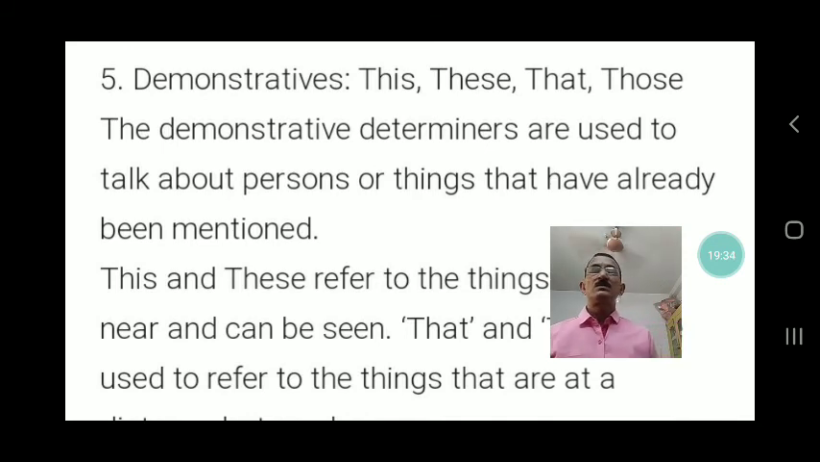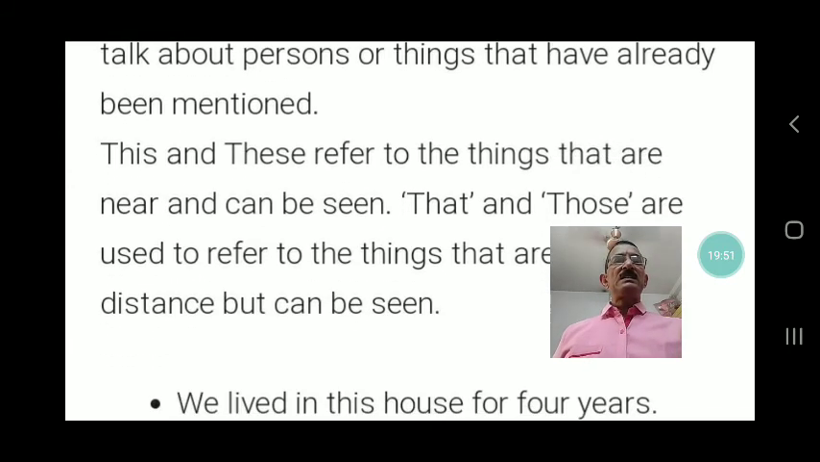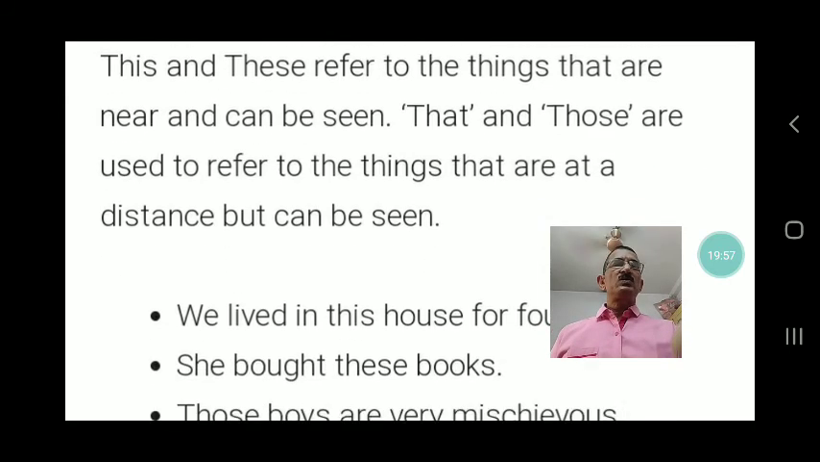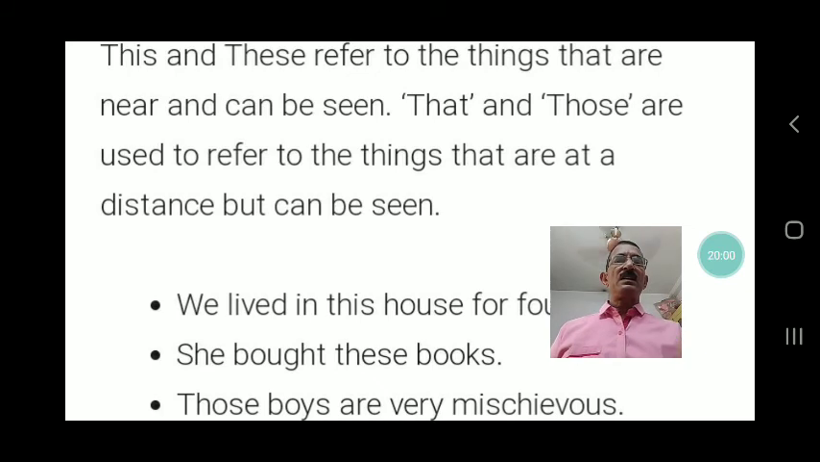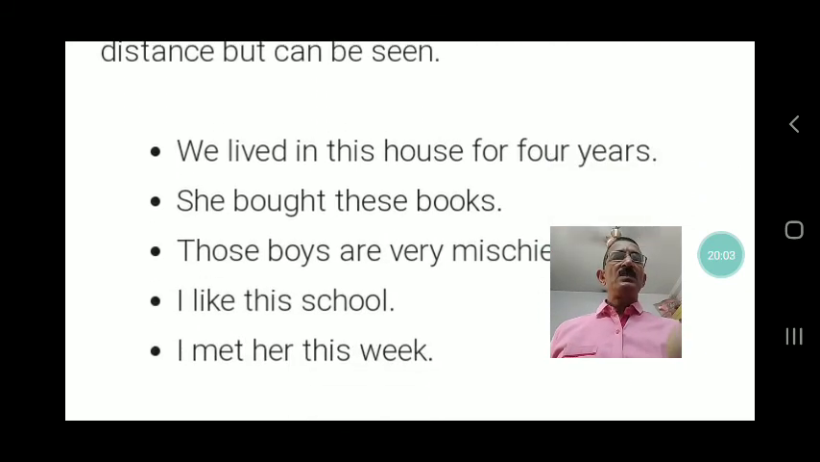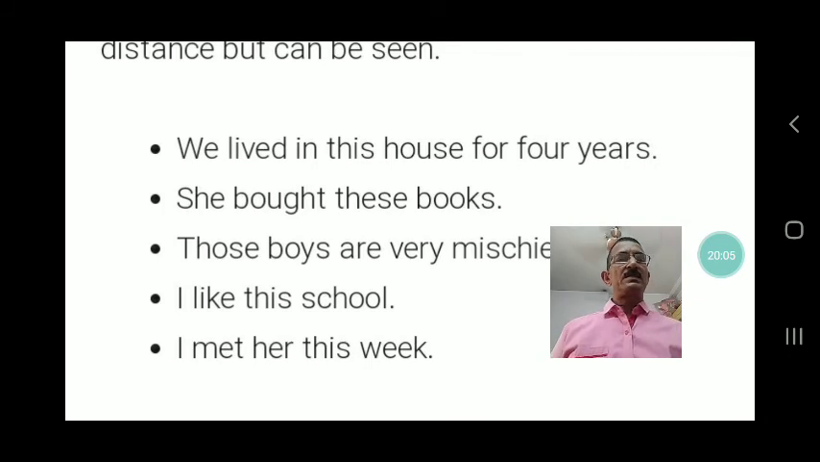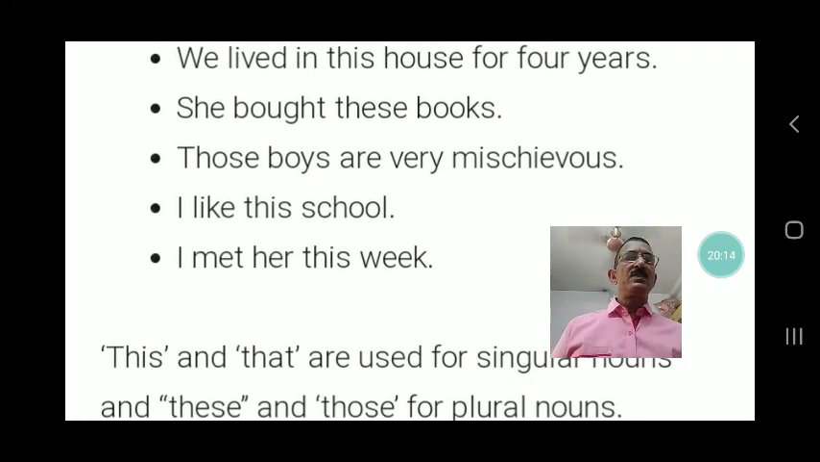Demonstrative determiners are used with certain nouns. This and that are generally used with singular nouns, while these and those are used with plurals. Here you can understand this and these refer to things that are near and can be seen, while that and those are used to refer to things that are at a distance but can be seen. We lived in this house for 4 years. She bought these books, here books is plural. Those boys, boys plural, those boys are very mischievous.